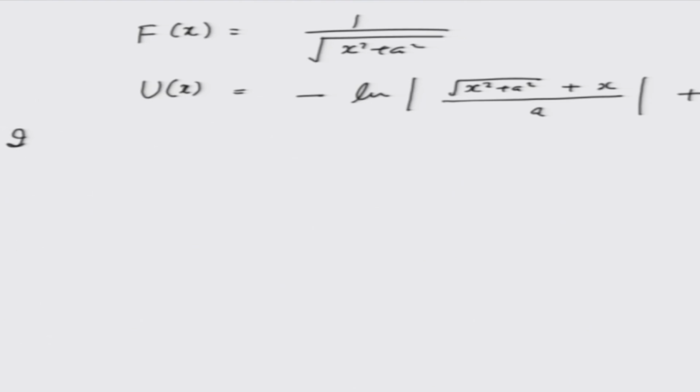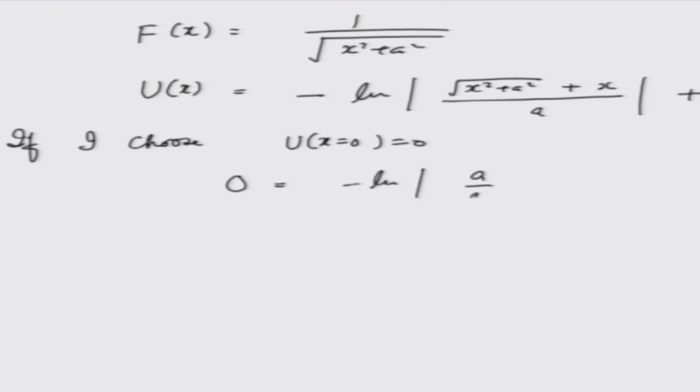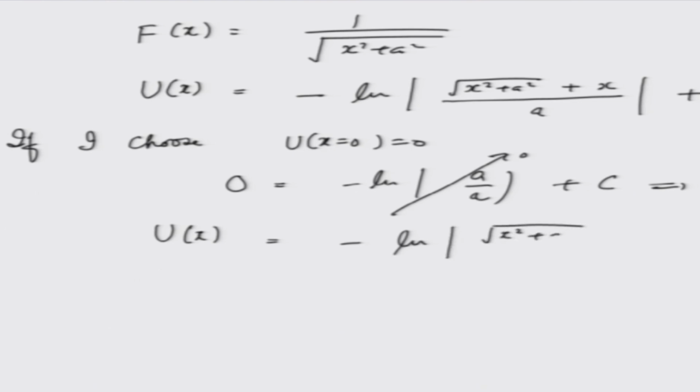If I choose u at x equal to 0 to be 0, then I get 0 equals minus log of modulus a over a, which is log of 1 plus 0 plus c, which gives me c equals 0, and therefore the potential function looks like minus log of mod square root of x square plus a square plus x divided by a.